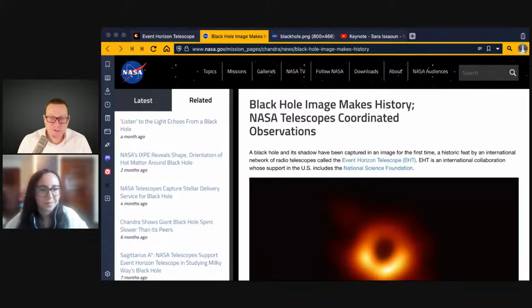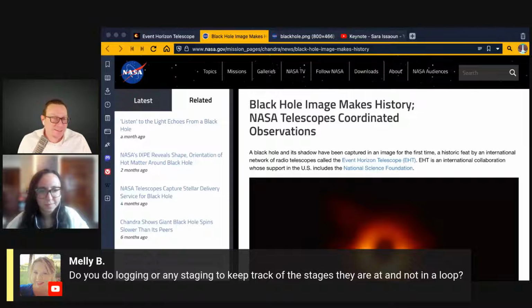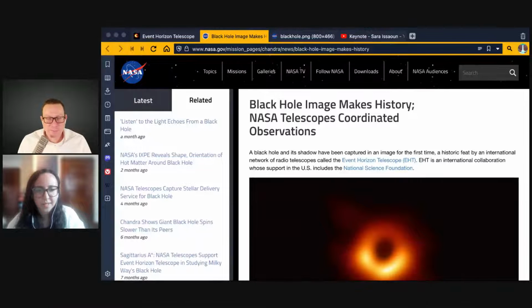All right, one more audience question, then I'll move on. Melly asks, do you do logging or any staging to keep track of the stages they're at and not in a loop? So each data pipeline has multiple stages in which we have checkpoints, where we have a suite of Jupyter notebooks or plots generated, so that if there's an issue, we can go back at each stage and look at the outputs and identify where the issue has happened or where the failure has occurred.